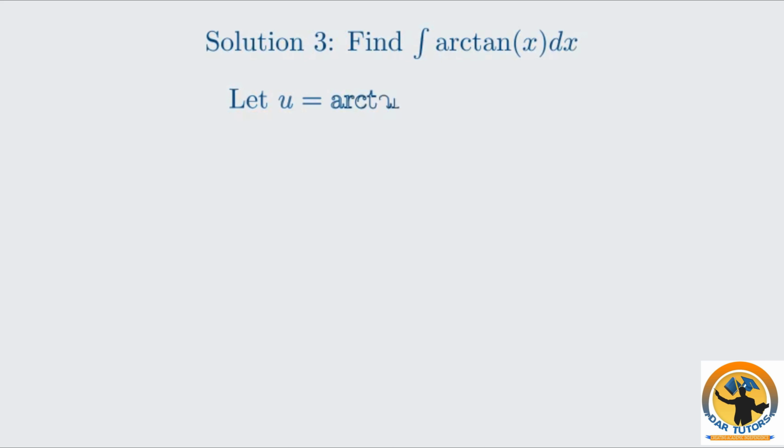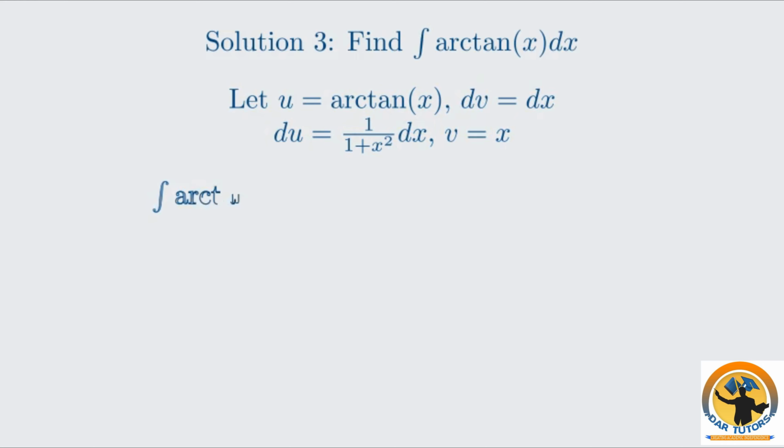For the third question, we need to find the integral of arctan x. We write this as 1 times arctan x. We choose u equals arctan x and dv equals dx. This gives us du equals 1 over 1 plus x squared dx and v equals x. Applying the formula, we get x arctan x minus the integral of x over 1 plus x squared dx.